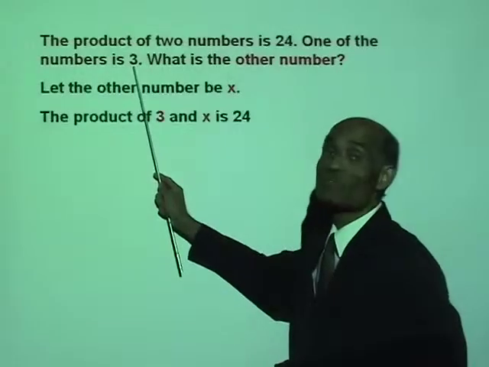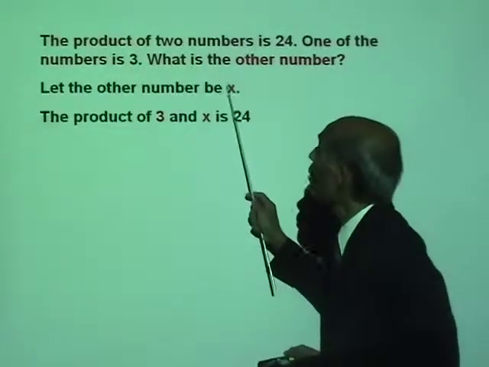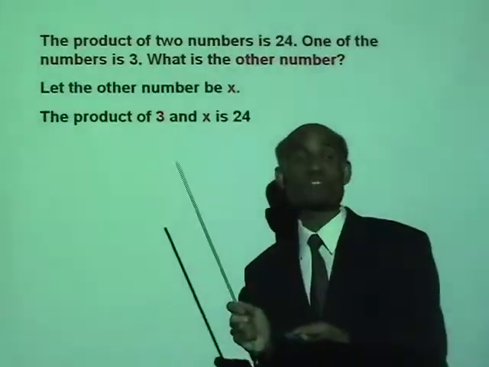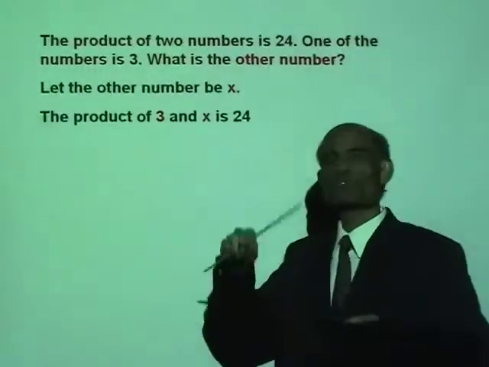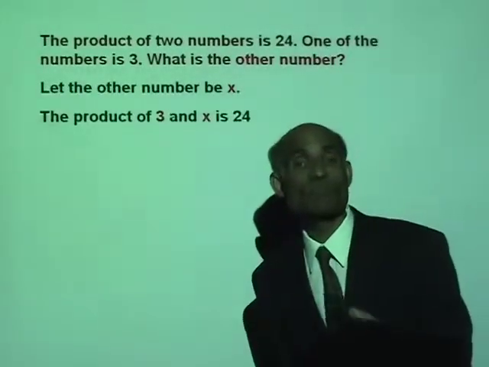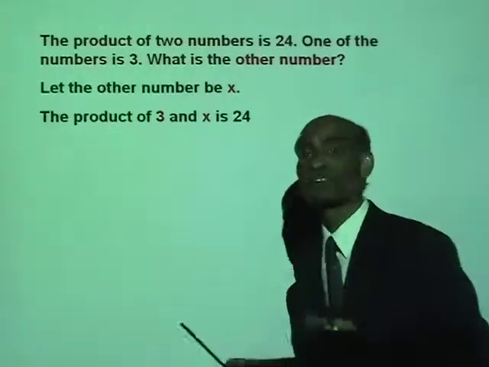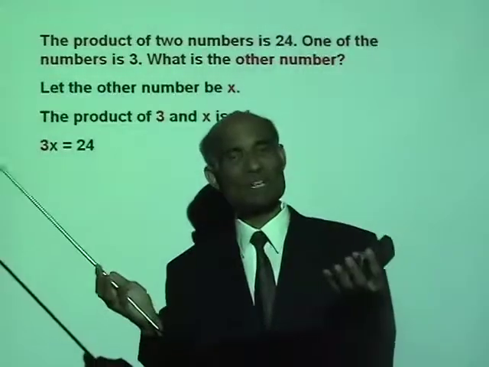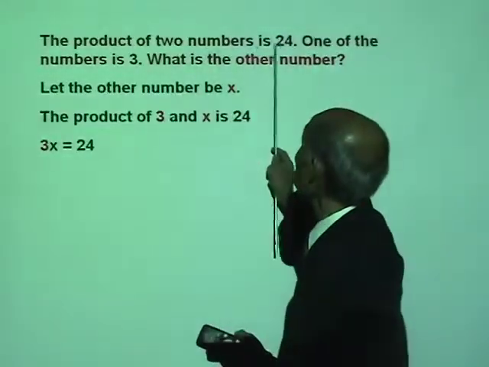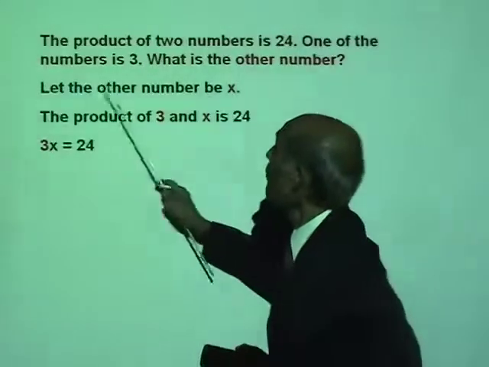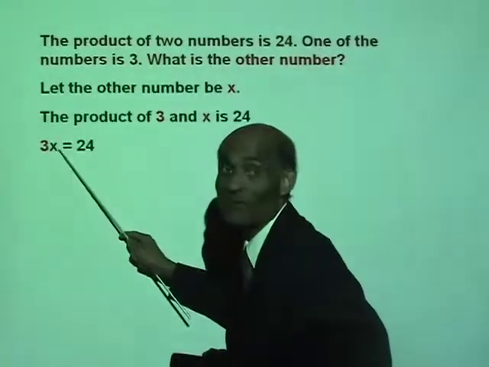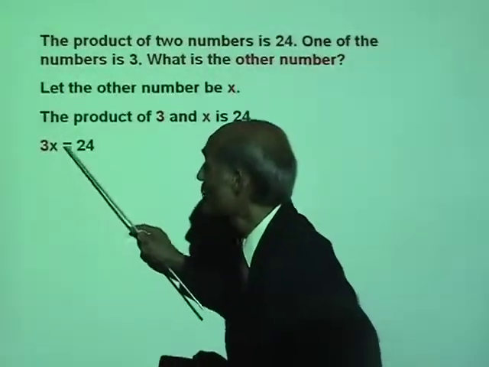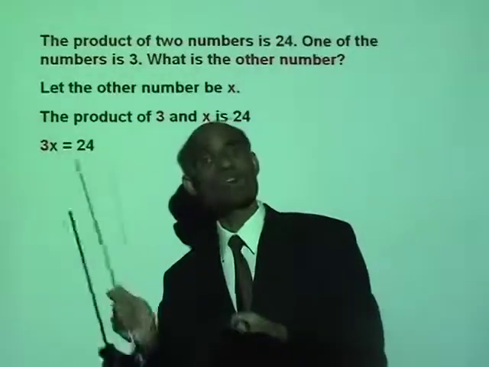So one of the numbers is given to us as 3. The other number we called x. And we are told that the product of the two numbers is 24. Now, what is the product of 3 and x? The product of 3 and x is 3x. So, it means 3x equal to 24. Look at how simple it is. If the other is called x, then 3 times x equal to 24. You know how to go from here, is that right?